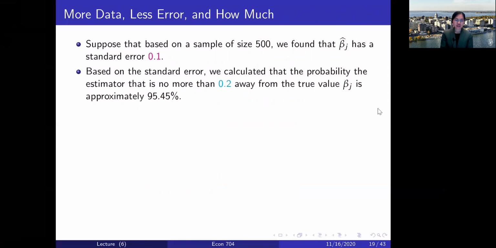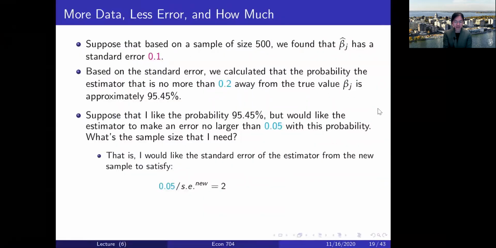Now let's consider a numerical example. Suppose based on the sample size 500, we found that beta hat j has a standard error 0.1. That's the same numerical value that we used in the calculation we just did. Suppose that came from the sample size 500. Based on this standard error, we calculated that the probability that the estimator is no more than 0.2 away from the true value is 95.45%. Suppose I like the probability 95.45%. That is a good probability.